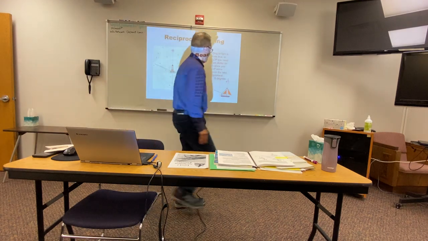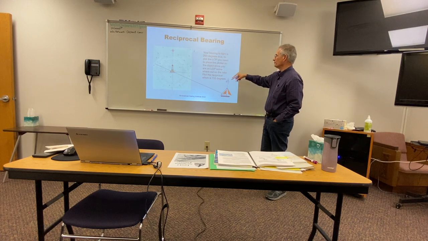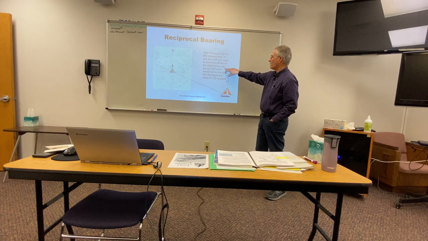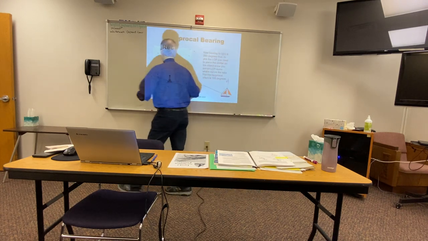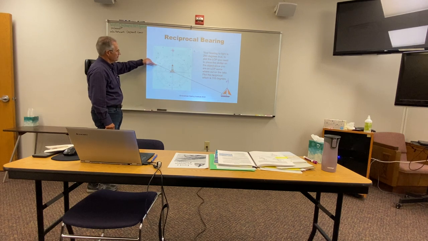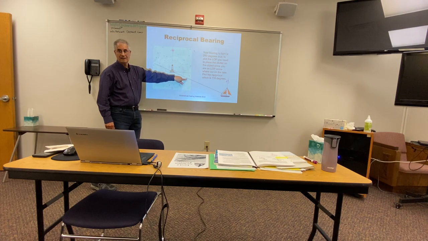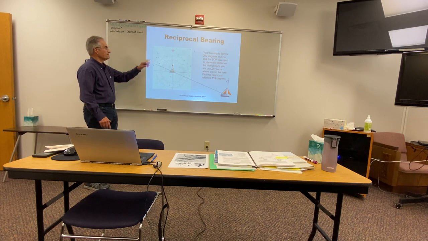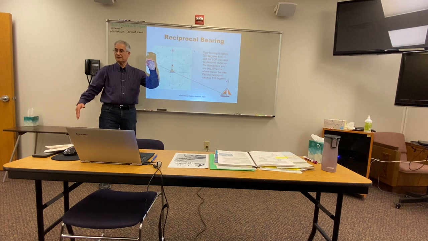If my bearing to the light was 290 degrees true, I'd place the plotter on the object, but I would plot the reciprocal. I'd plot 110. So in this situation, here's 290. The reciprocal is 180 degrees around. It's over here at 110. So that's how you plot it. You start at the object and you draw a line at the reciprocal.